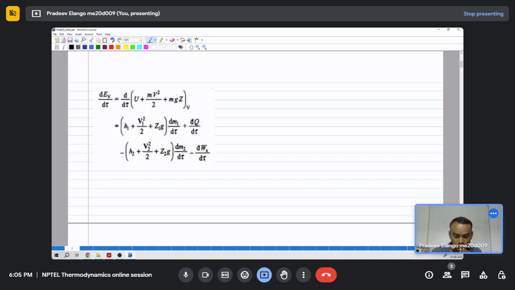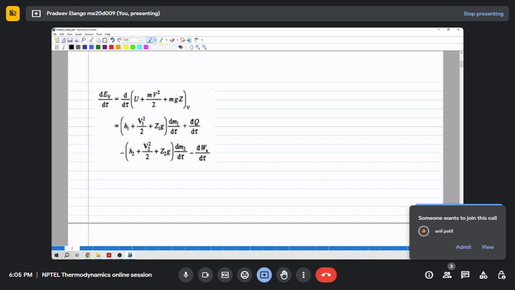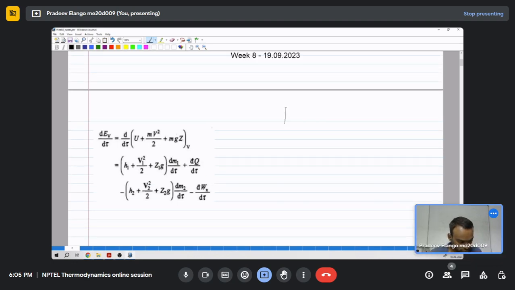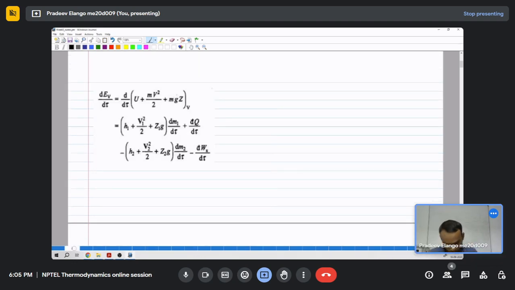Like this. So this is a general steady flow energy equation when you have a control volume, and there is some mass coming in and mass going out, and you consider this as a control volume.